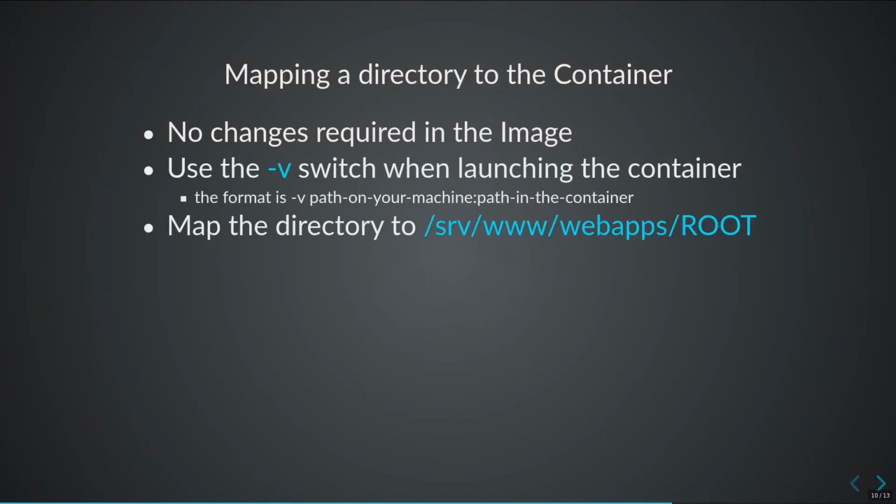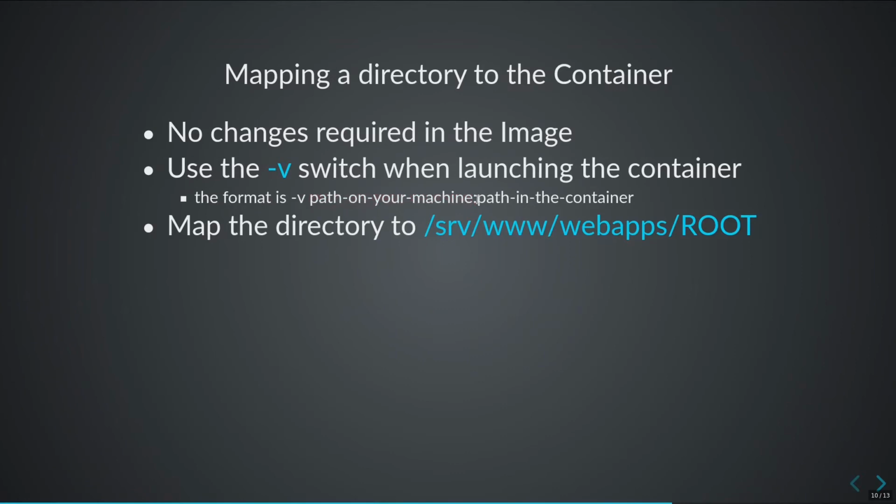Now let's look at the second option of running your own code, by mapping a directory from the host machine to the container. This time, we do not need to make any changes to the image, and we can reuse the image that we built in the beginning of the video. But this time, when we launch the container with Docker container run, we will add the -v switch, which will map a volume from our local machine to the container. The format of the -v arg is -v, the path on your local machine, colon, and the path inside the container.